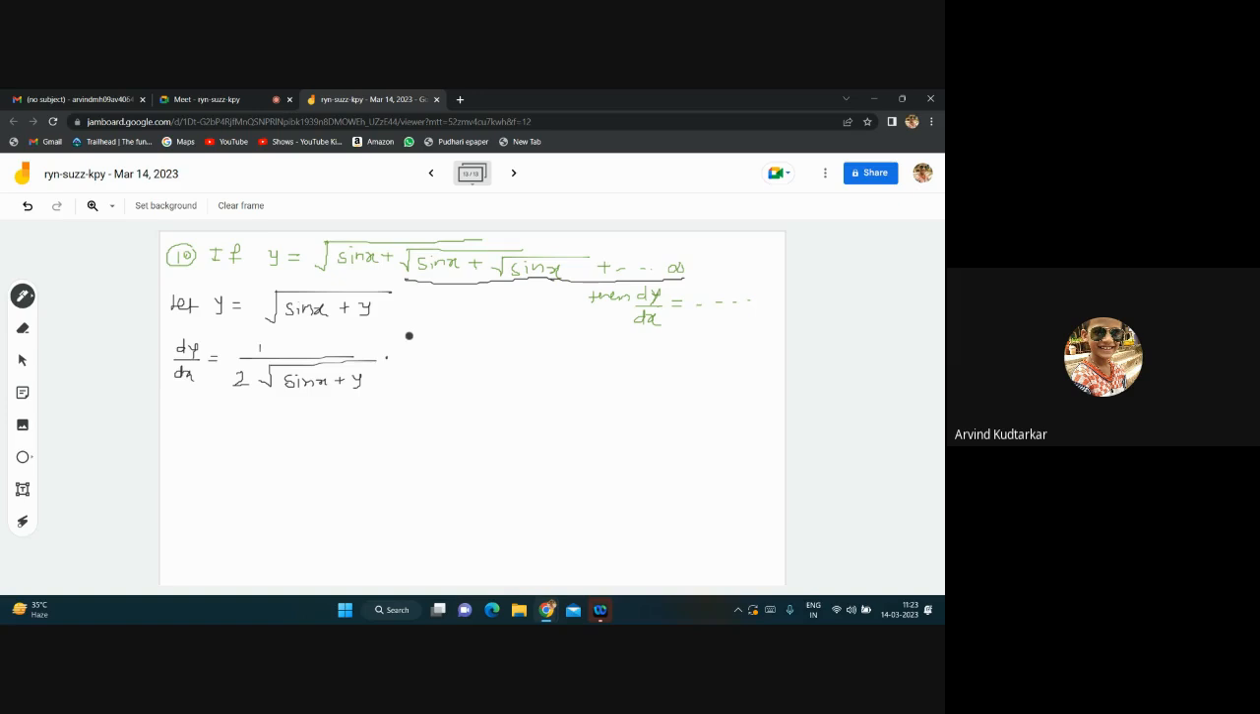Next, we find the derivative of the term in the root with respect to x. So what is the derivative of sin? It is cos x, right? And what is the derivative of y? It will be dy by dx.